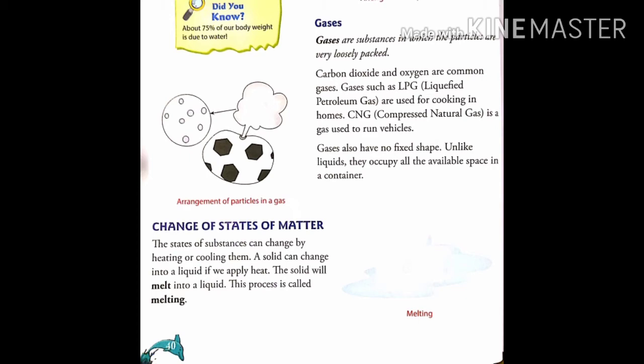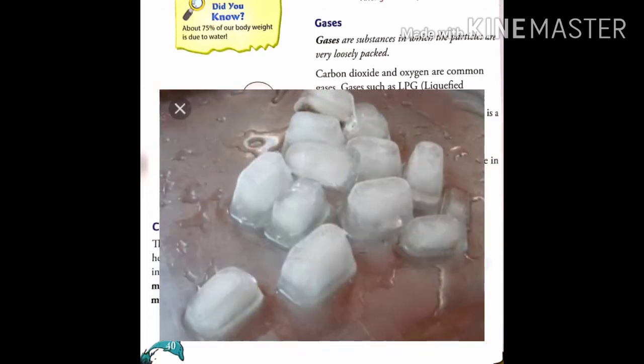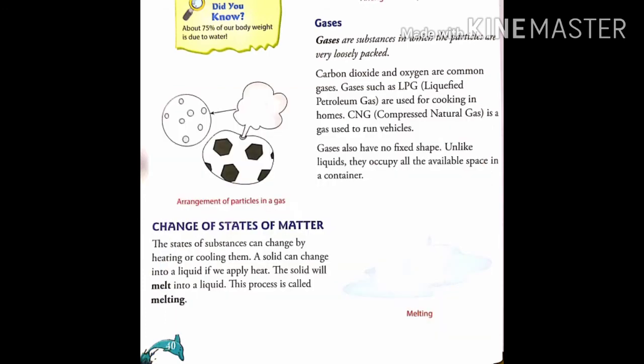So for example, ice cubes, you must have seen ice cubes. When we apply heat or put them in sunlight or out of the refrigerator, they start changing their form from solid to liquid. They start becoming water. And this process in which a solid substance changes its form into liquid state when heat is applied to it is known as melting.